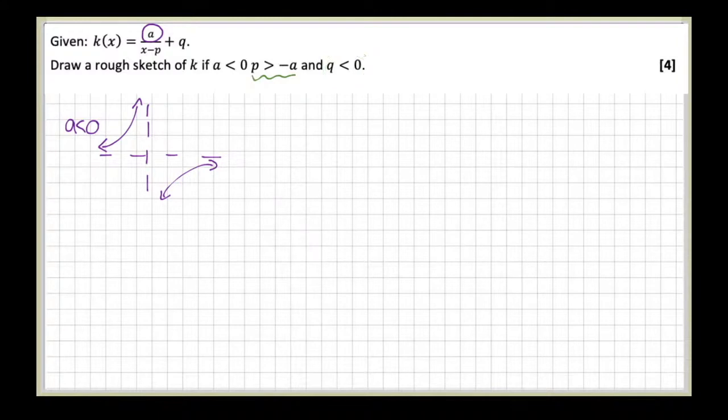Q, let me do it in a different color. Not purple, but red. If Q is smaller than 0, I know if there's my X and my Y, my y-intercept is going to lie like that. Now I've got to ask myself, what is P all about?